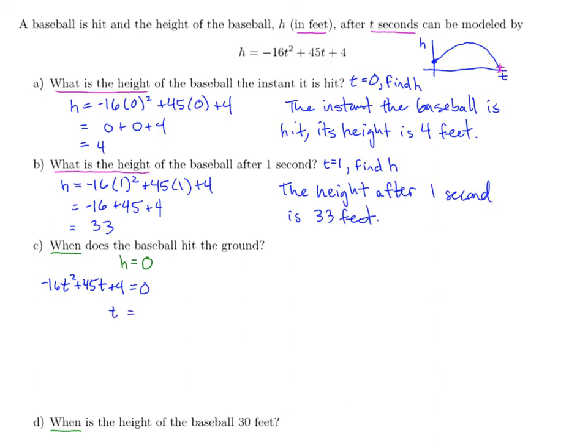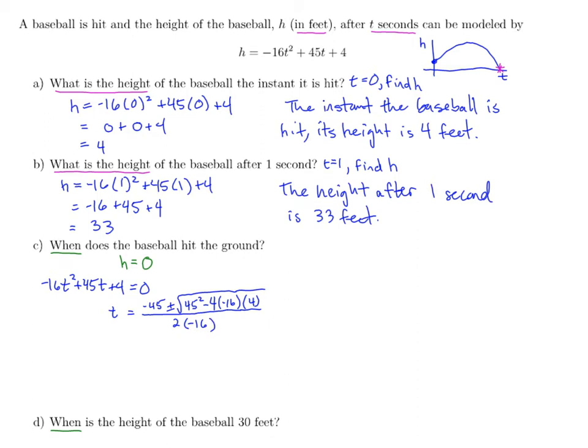So we'll have t equal, and then we need the opposite of b, which in this case will be negative 45, plus or minus, and then we write a radical, and inside that square root we're going to put b squared, which is 45 squared, minus 4ac, which will be minus 4 times negative 16, times 4. So I have negative 45 plus or minus the square root of the quantity 45 squared minus 4 times negative 16 times 4. And that's all over 2a, which is 2 times negative 16.